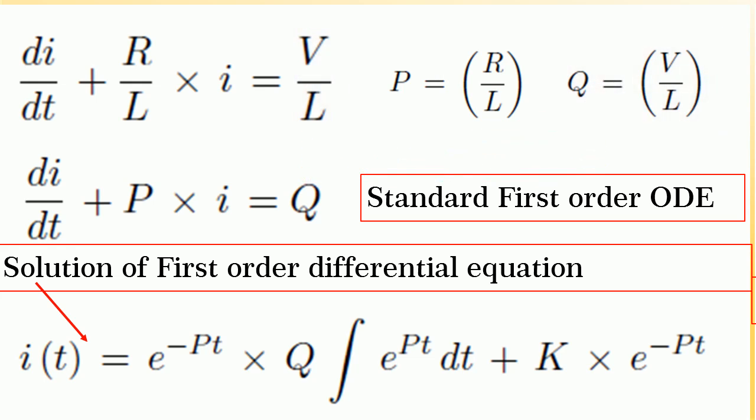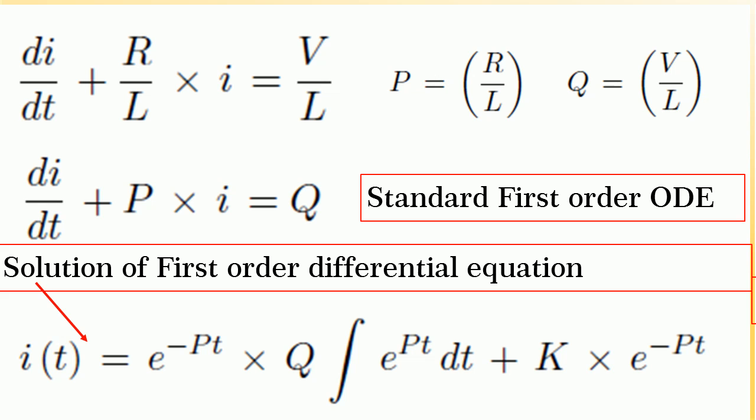We know that the solution for this first order ODE is i(t) = e^(-pt) · q ∫ e^(pt) dt + k·e^(-pt).